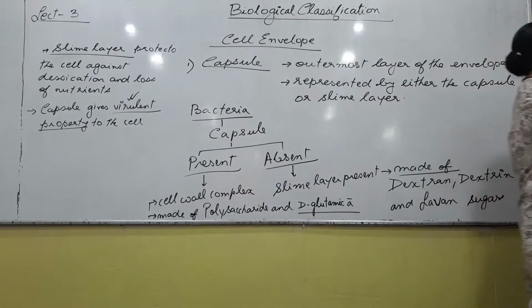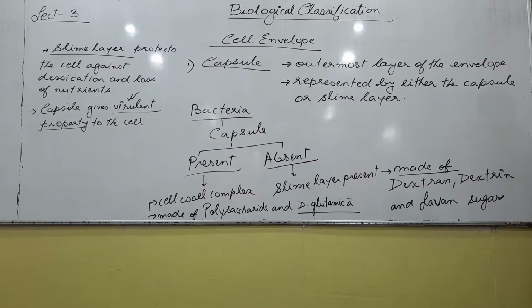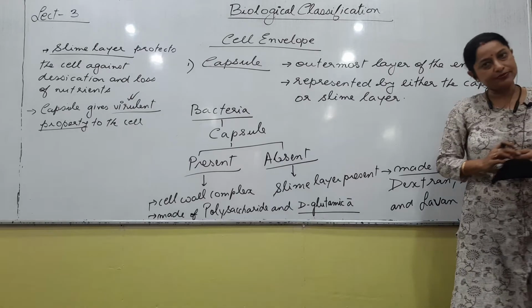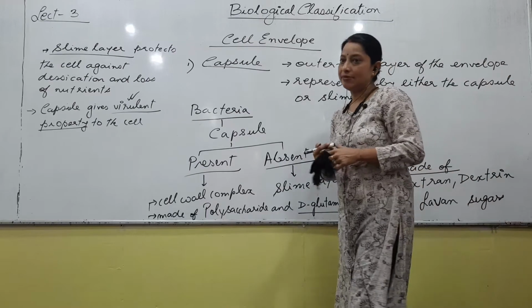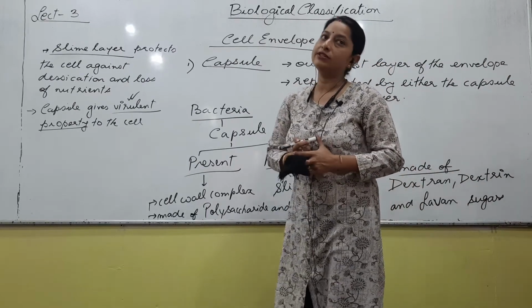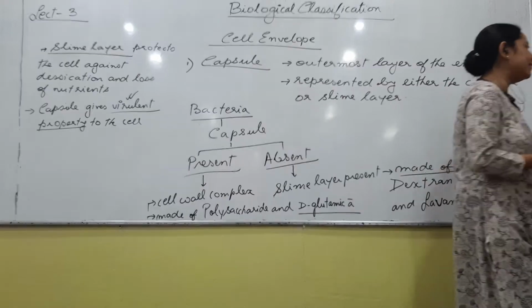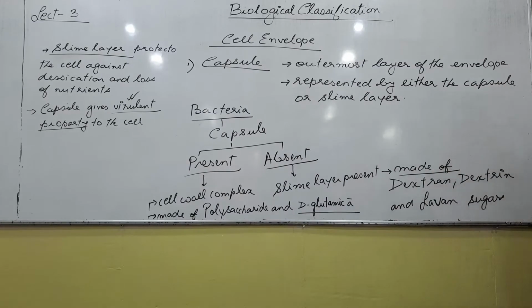As we have discussed, the cell envelope's first layer is the capsule, and what we remember is that not necessarily all bacteria will have a capsule. If the capsule is absent, they have a layer called the slime layer, slimy in nature. The slime layer is made up of certain types of sugars, and the capsule is made up of polysaccharides and D-glutamic acid. Generally this portion is not very important, but sometimes they may ask in which layer dextran, dextrin or levan is present, though it is not a very frequently asked question.